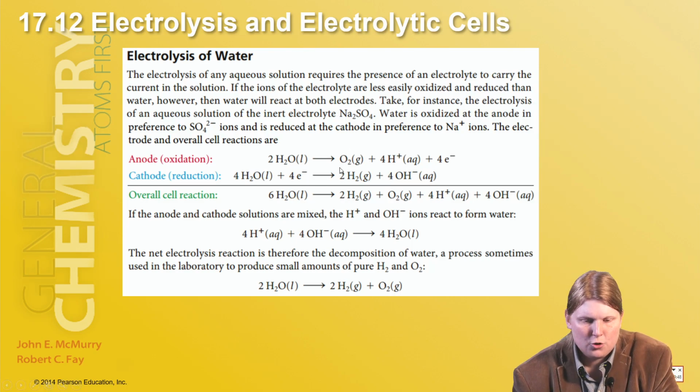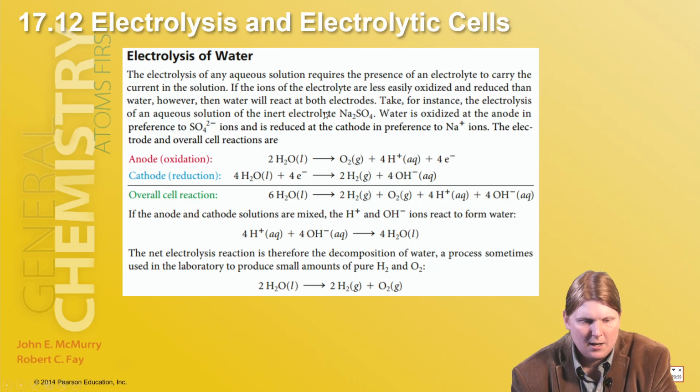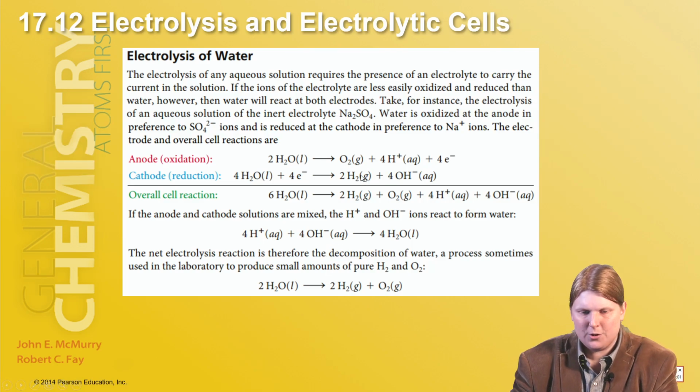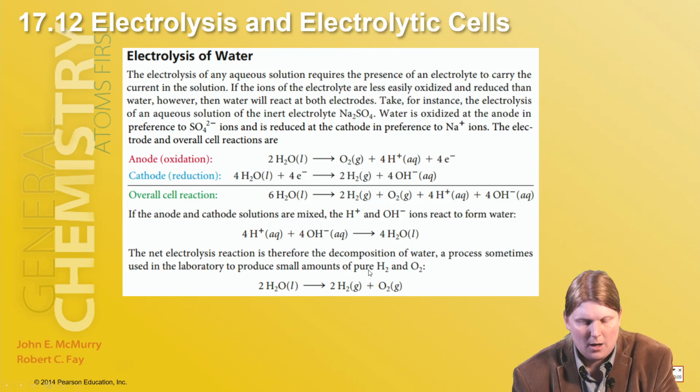You'll get 2 moles of hydrogen for every 1 mole of oxygen as this proceeds. So the side that will grow the fastest will be the hydrogen side compared to the oxygen side, which will be lesser. This experiment was used originally to figure out the composition of water itself by 17th, 18th and 19th century chemists looking at the composition of water.